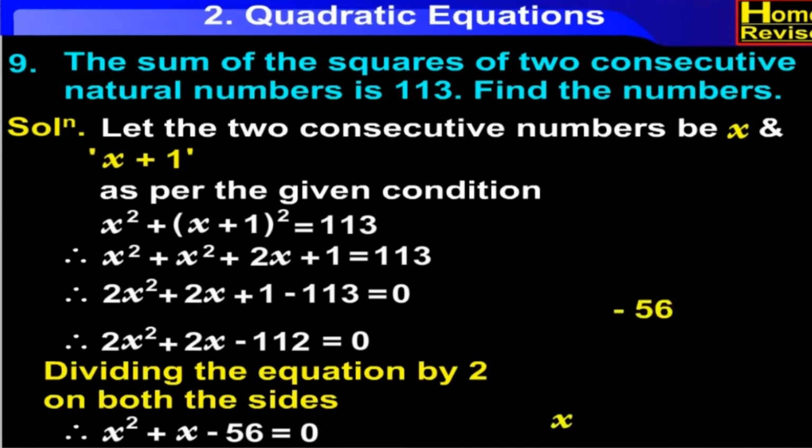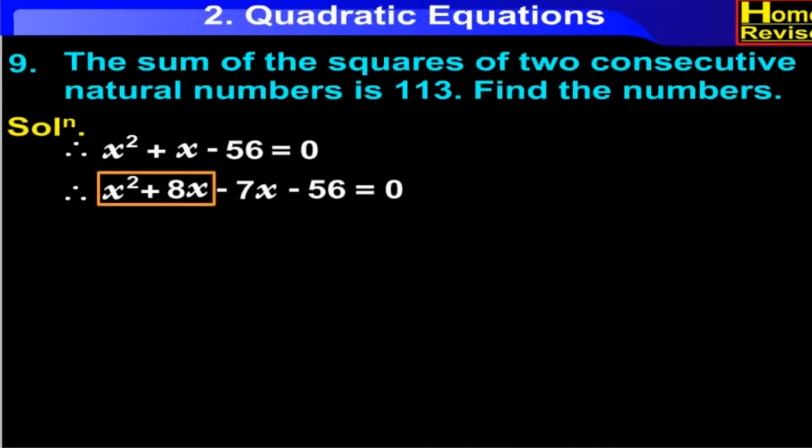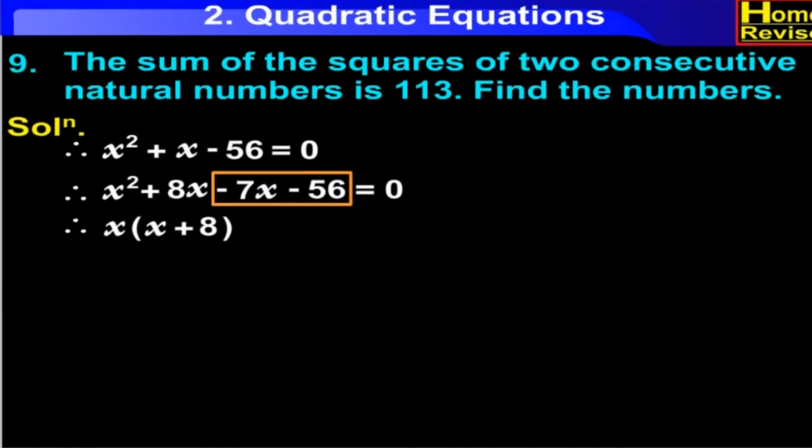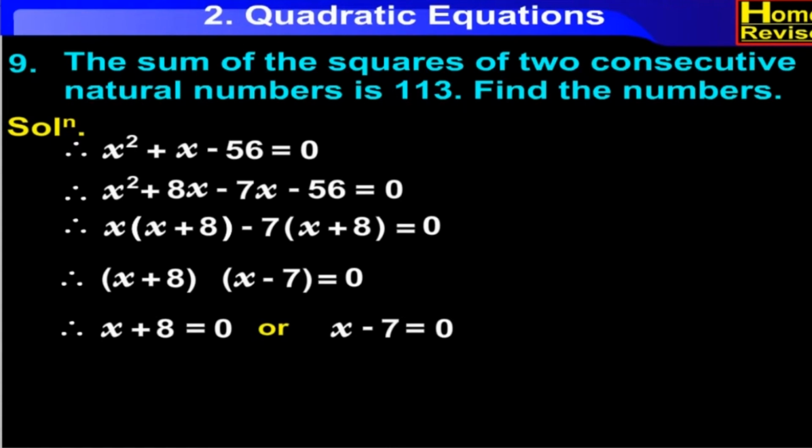Now splitting the middle term plus x as 8x and minus 7x, we have x square plus 8x minus 7x minus 56 is equal to 0. Taking x common from the first two terms, we get x (x plus 8). And taking out minus 7 common from the next two terms, we have minus 7 (x plus 8) is equal to 0. Therefore, (x plus 8) into (x minus 7) is equal to 0. Therefore, x plus 8 is equal to 0 or x minus 7 is equal to 0. Therefore, x is equal to minus 8 or x is equal to 7.